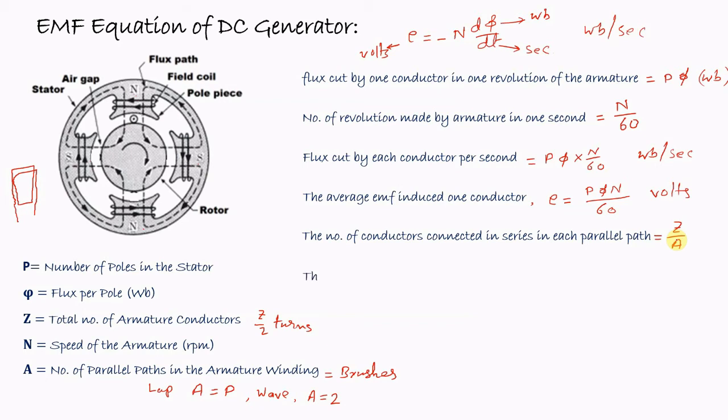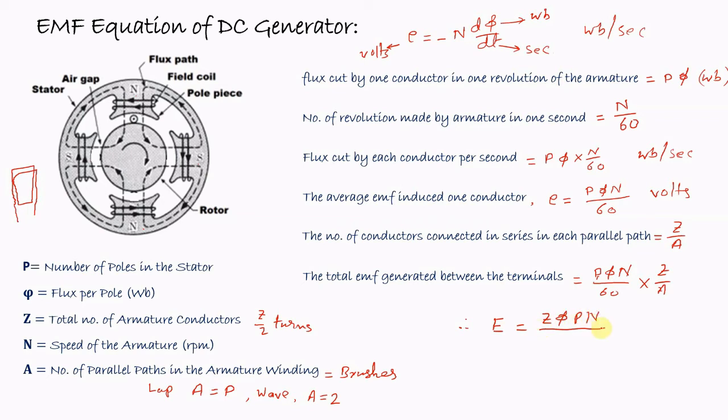So therefore, the total EMF induced in the generator between the terminals can be written as the EMF induced in one conductor, that is P phi N upon 60, into the number of conductors per parallel path. Therefore, we can write the EMF induced in a DC generator as Z phi P N upon 60A. So this is the formula of the EMF of a DC generator.